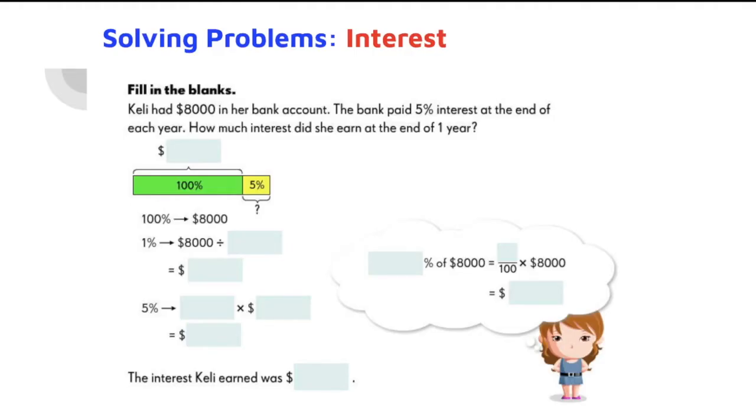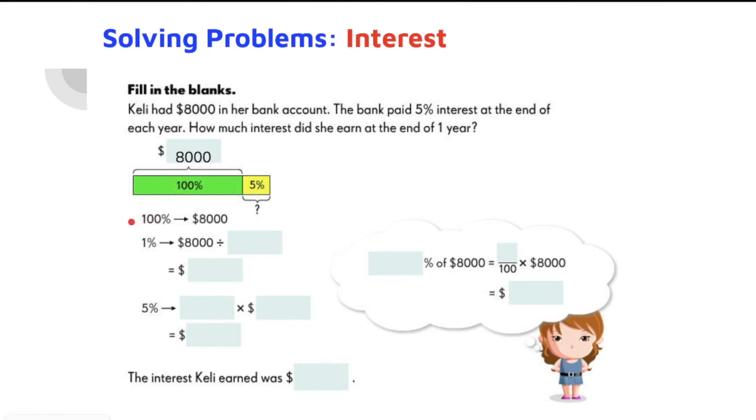Let's take this as our first example. Kelly had $8,000 in her bank account. The bank paid 5% interest at the end of each year. How much interest did she earn at the end of 1 year? So to solve this problem, let's represent first the given information using a bar model. So what is one whole or 100% of the amount? It's equal to $8,000. And our problem is to get 5% of that amount.